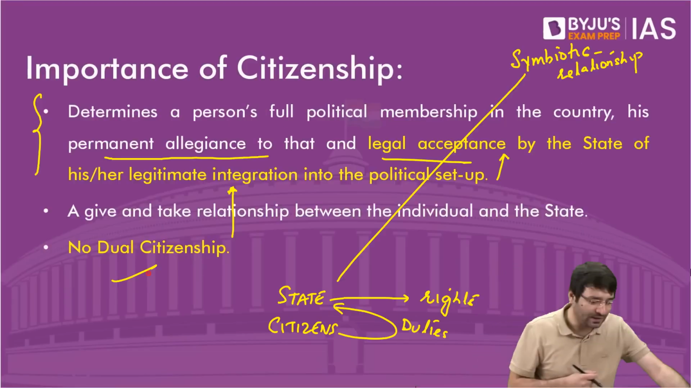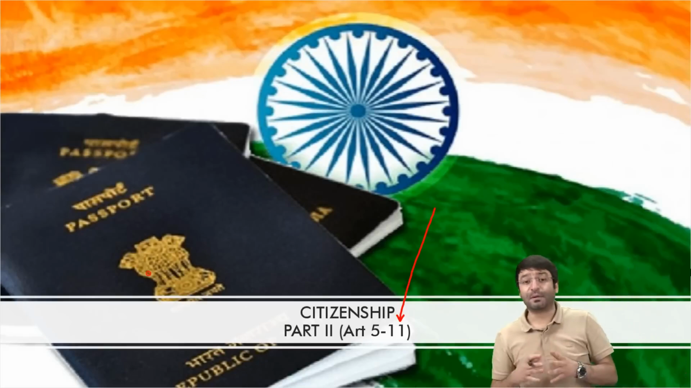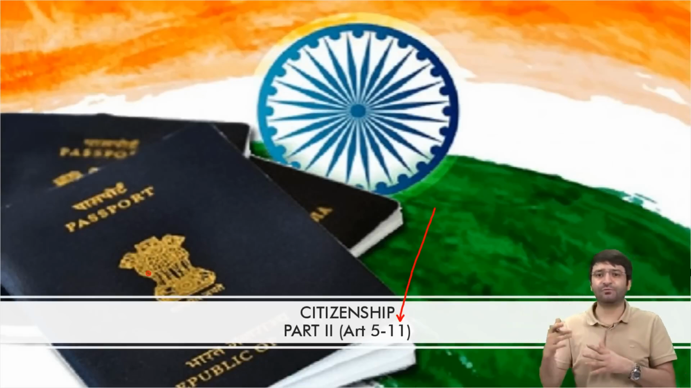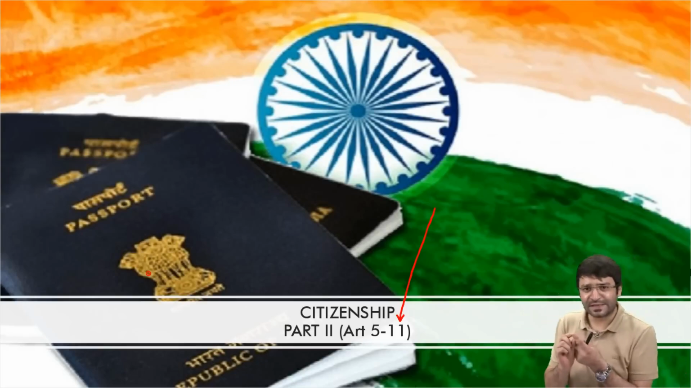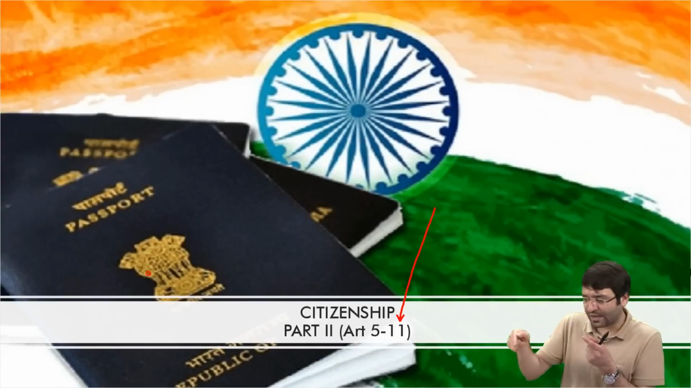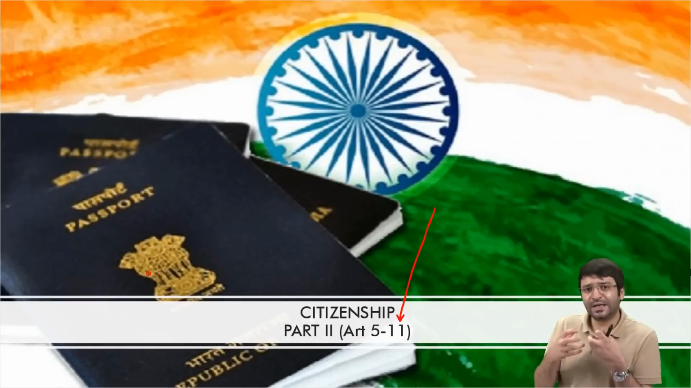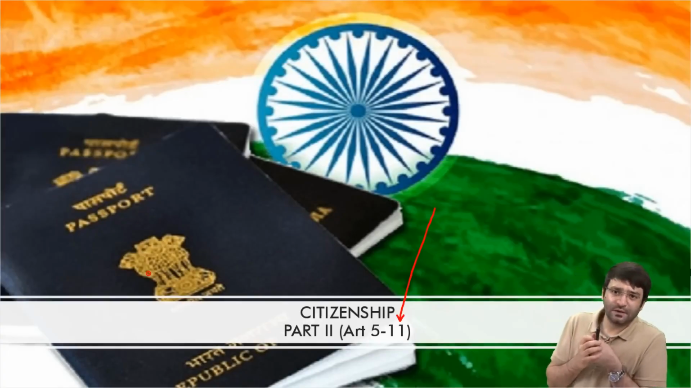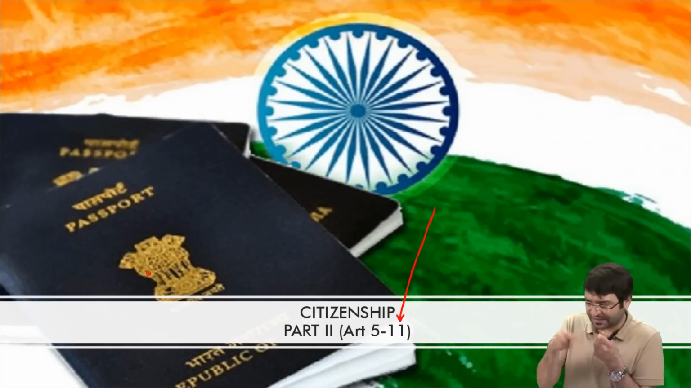But citizenship, basically, Part 2 of the Constitution, dealing with Articles 5 to 11. What is citizenship basically? It is a symbiotic relationship that individuals share with the state. A give and take, where the state gives you rights and you in return have duties towards the state. This citizenship is basically the right, and once you have this right of citizenship, you can enjoy other rights. But the state has to legally accept that you are the citizen of India. Once the state accepts that you are the citizen of India, that means the state is giving you the right of citizenship, then you can enjoy other rights.